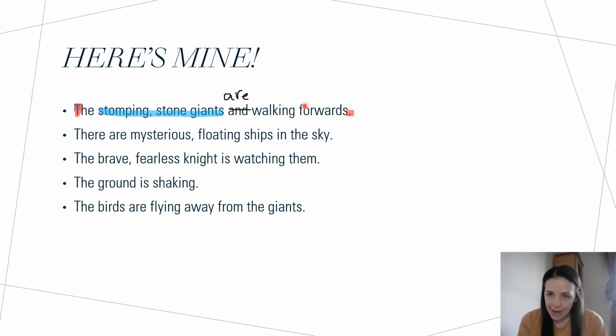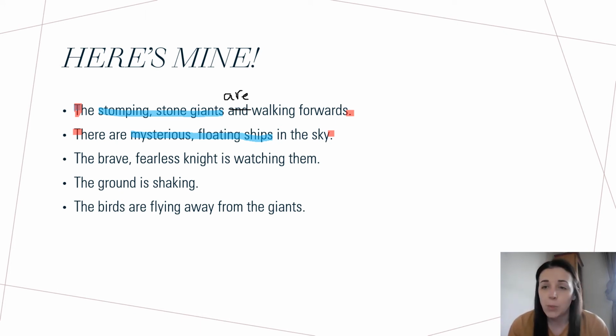Okay. My second one, I'm going to use another expanded noun phrase. I had another look at the picture. What else did I want to talk about? Okay, I wanted to talk about the ships that were floating in the sky. So here is my expanded noun phrase. Mysterious floating ships. Okay, here is my capital letter, and here is my full stop. Does it make sense? There are mysterious floating ships in the sky. Yes, it does. So there is sentence number 2.